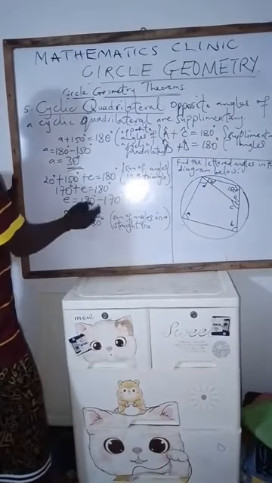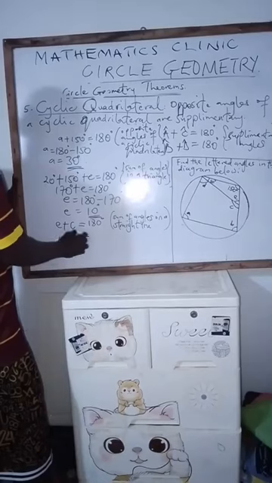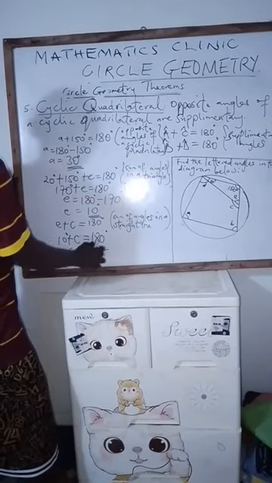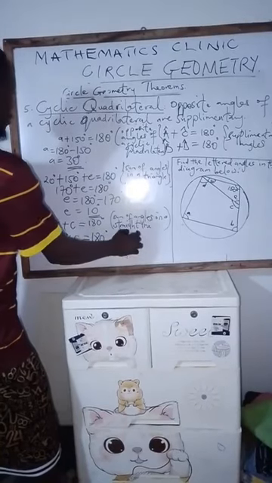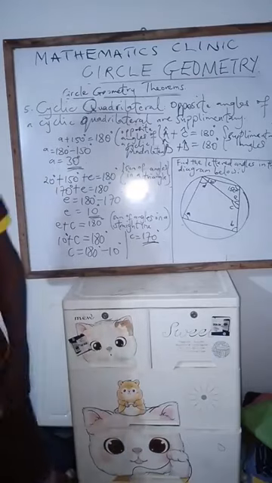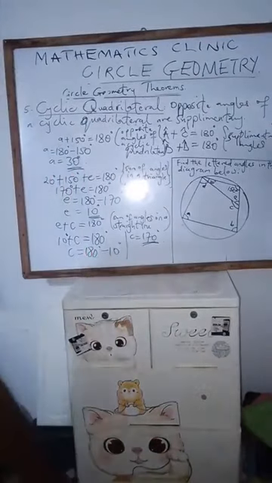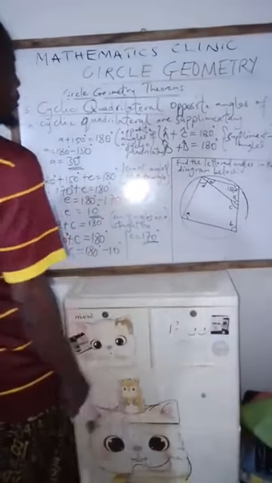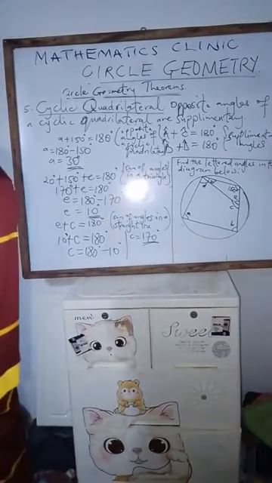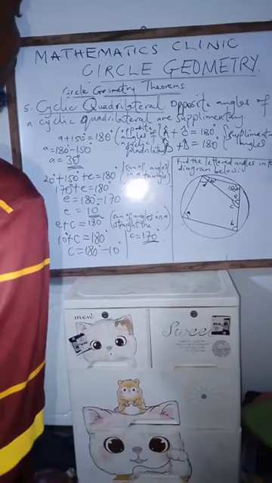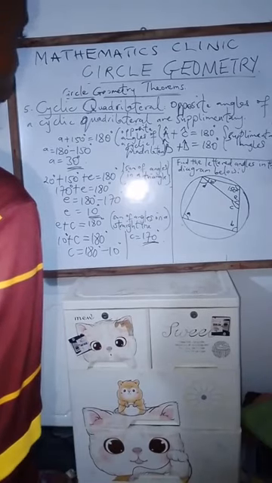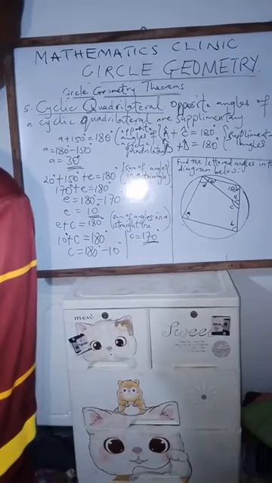Very important. So E is 10 degrees plus C is equal to 180. Then C is 180 minus 10 degrees. C is 170 degrees. We found A, C, E. We need D. We need D and B.